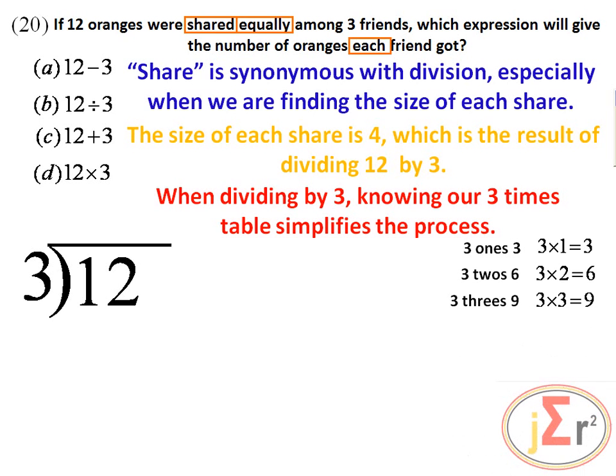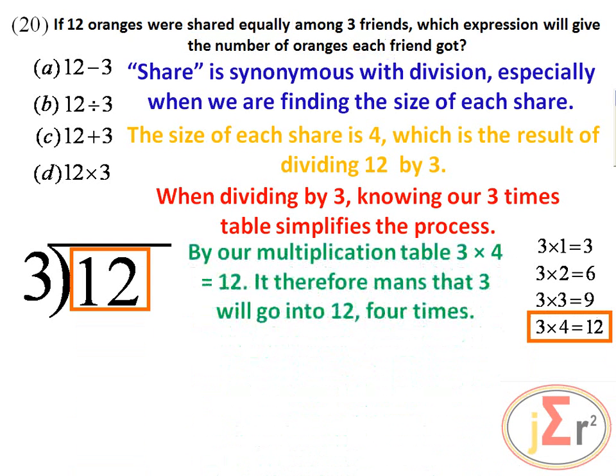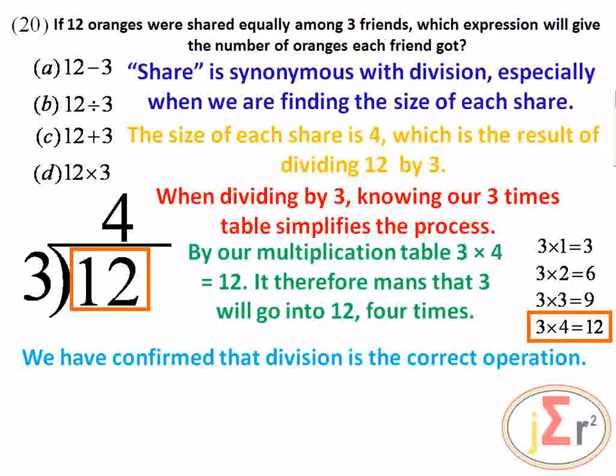Right. 3 ones, 3. 3 twos, 6. 3 threes, 9. 3 fours, 12. By our multiplication table, 3 fours equal 12. It therefore means that 3 will go into 12 how many times? 4 times. We have confirmed that division is the correct option.